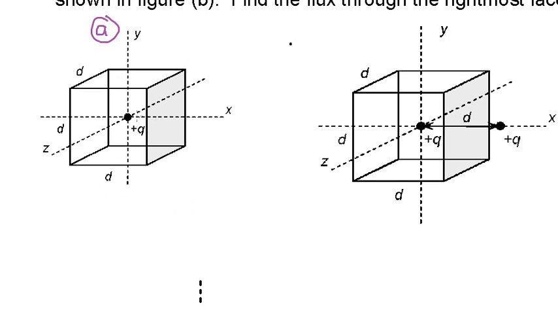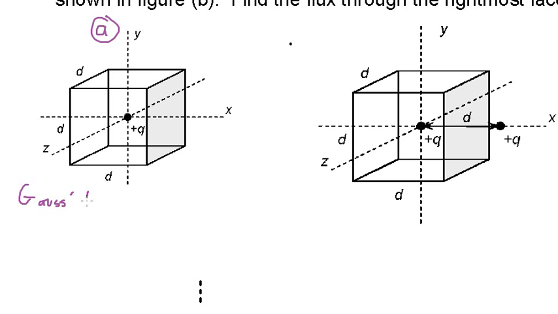So for part A, that's here, we want to find the flux through this face of this cube. We have this positive charge in the middle, and we know the cube is centered on the origin where the charge is. So this cube is centered on the intersection of these axes, and the cube has a side length of d, and everything's arranged all nice and neat. Okay, so we want to find the flux through the shaded face only.